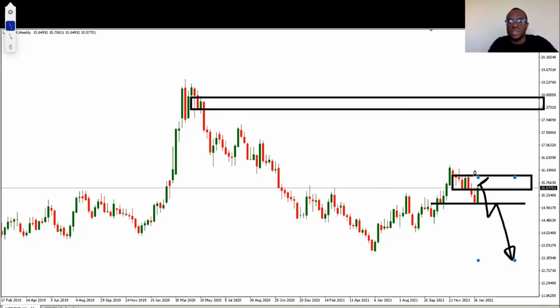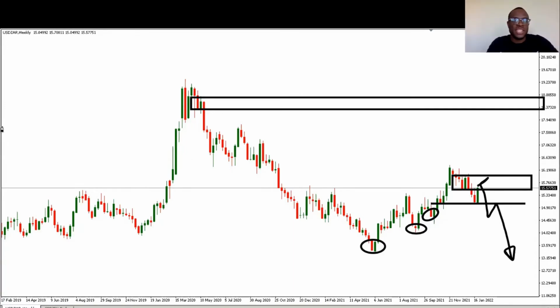Once it holds as a resistance zone, then we'll be expecting the price to push to the downside. But as it is going to make that push to the downside, we'll be paying attention to these order blocks, right? So these are the movements that we're expecting on the weekly chart, right? We're expecting either a push to the downside, but with more probability, we're expecting the price to push to the upside.